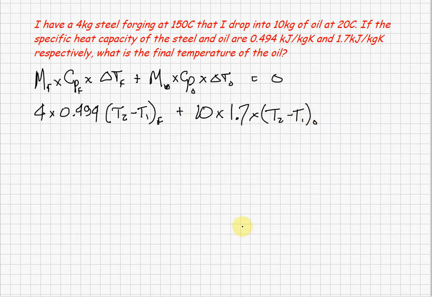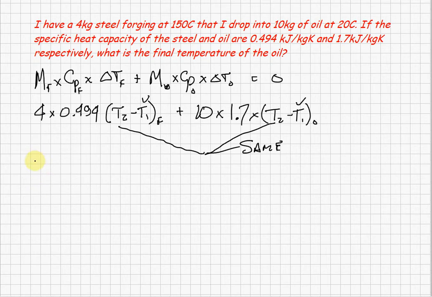Now the most important thing to recognize when we're doing this calculation, because right now it looks like we don't know any of the temperatures, but we do actually know the initial temperature of the forging and the initial temperature of the oil. But what we have to remember is that the final temperature of the forging and the oil is the same. In any calorimetry calculation, when we get the final temperature of the 2 or 3 objects that are mixed together, the final temperature is always the same. So that allows us to do a little bit of algebra here and solve for the unknown.